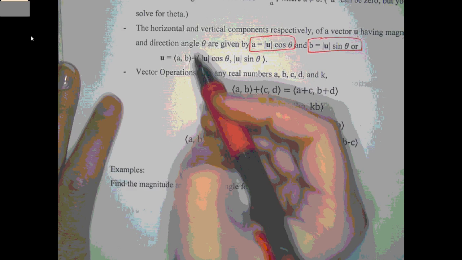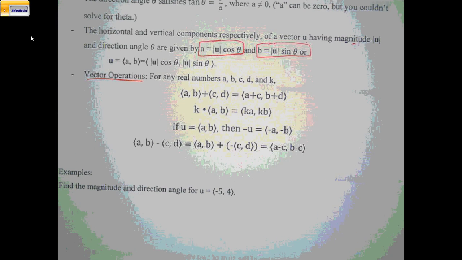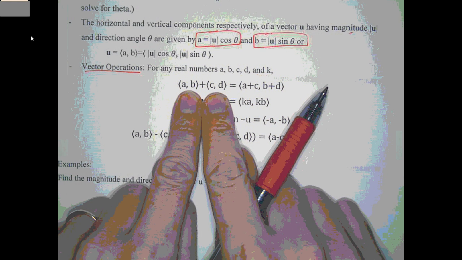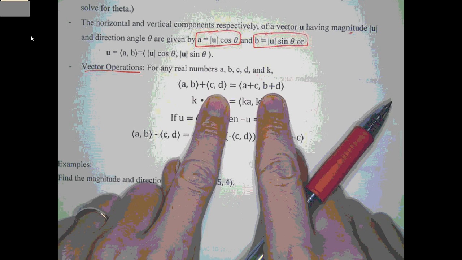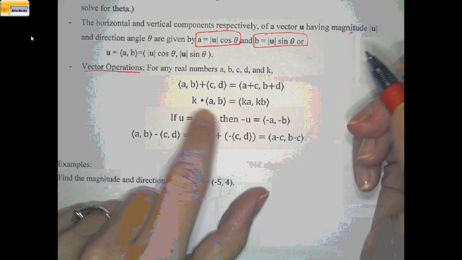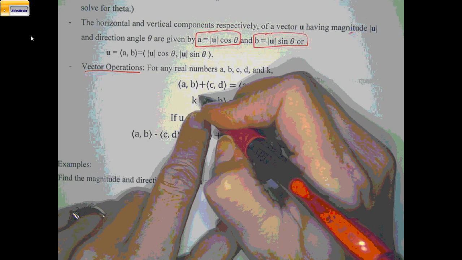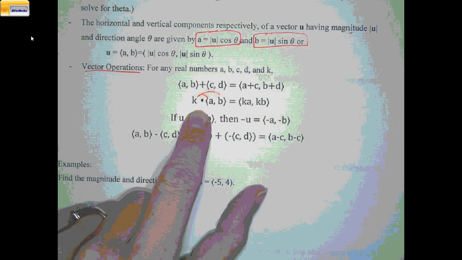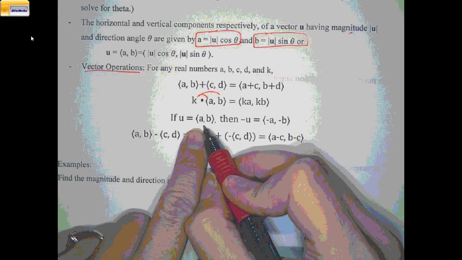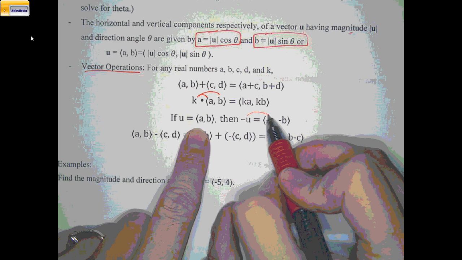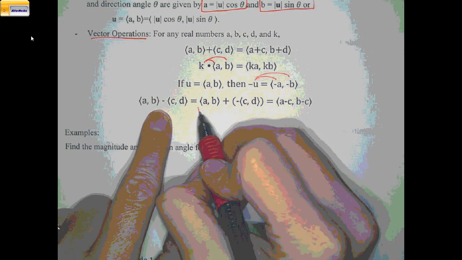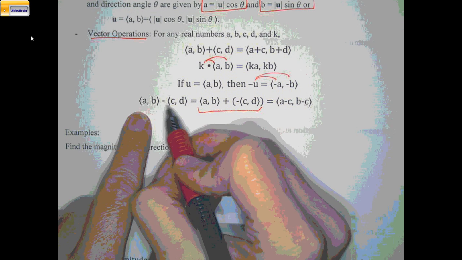Vector operations. For any real numbers a, b, c, d, and k, notice if you have two vectors and you're adding them together, you just add the horizontal components and then add the vertical components. Not a big deal. If you have a scalar times a vector, k times a comma b, it's kind of like distributing. K gets multiplied by both of them. If you've got a vector u and it equals a comma b, the negative u, you just take that negative and it's kind of like distributing it a little bit. Subtraction, same kind of deal. You could skip the middleman here and just say a minus c and b minus d.